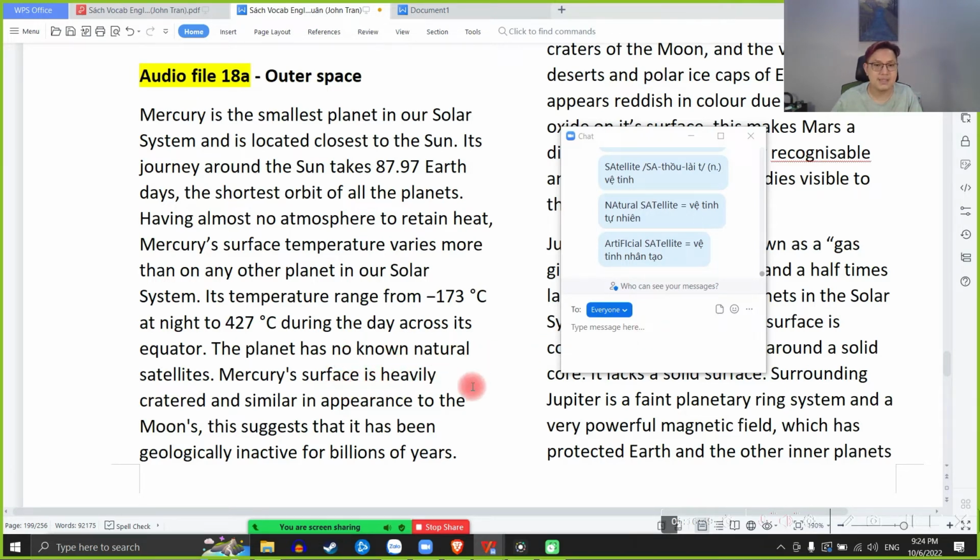Mercury's surface is heavily cratered and similar in appearance to the moon's. This suggests that it has been geologically inactive for billions of years.